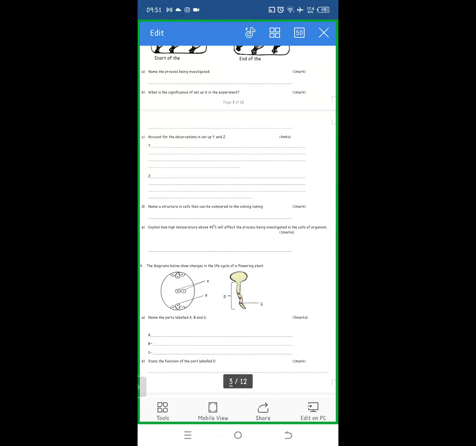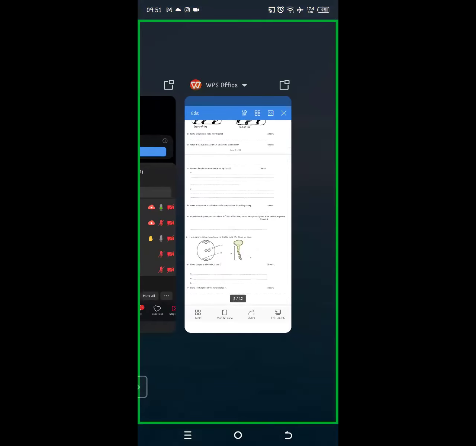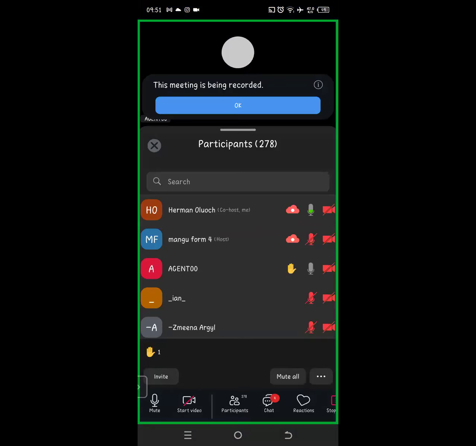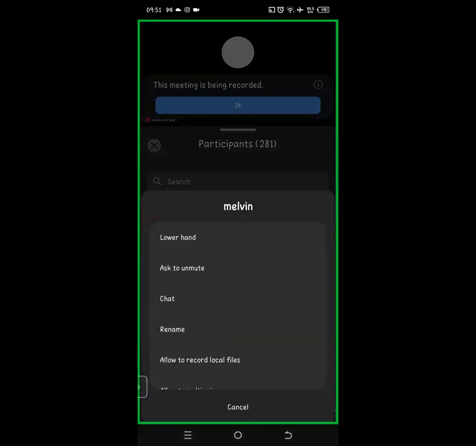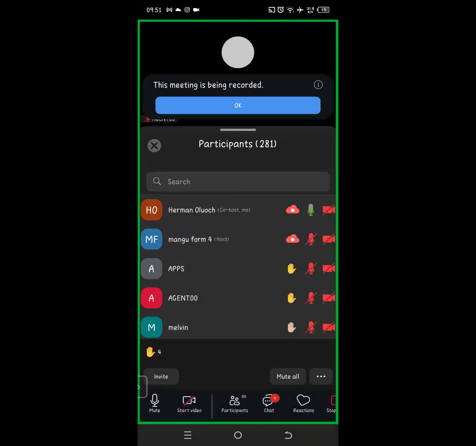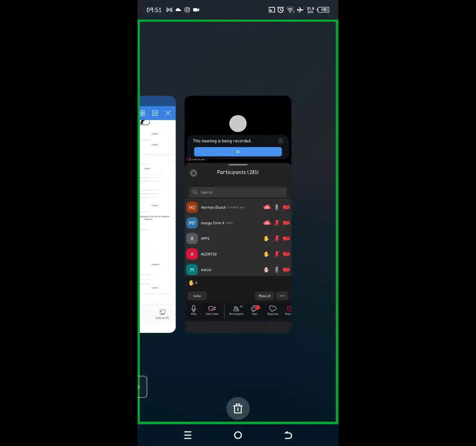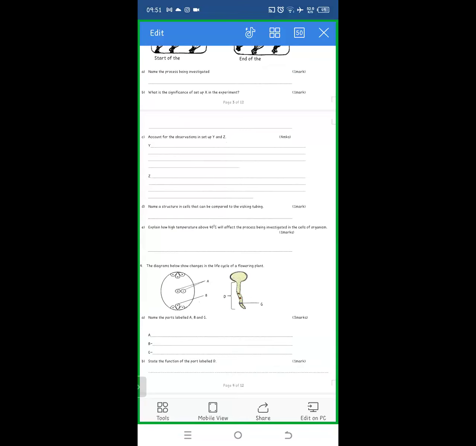Part D. Name a structure in cells that can be compared to whisking tubing. That should be very easy. Any response? Name a structure that can be compared to whisking tubing. Yes, we have Melvin. Melvin, you can unmute and speak. Membrane. That would be the cell membrane.